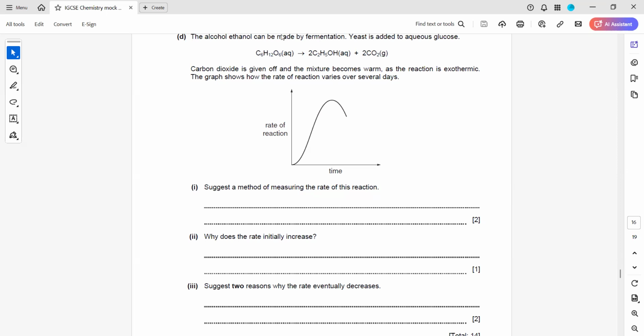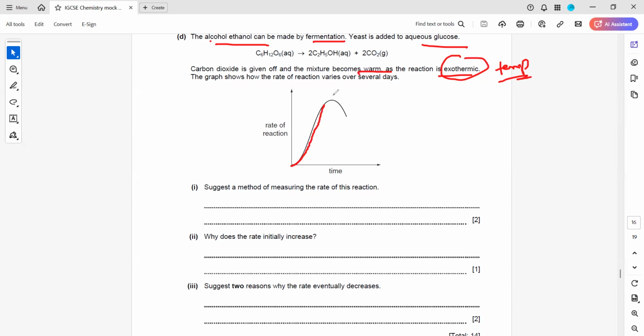The alcohol ethanol can be made by fermentation. Yeast is added. The carbon dioxide gas is given off and the mixture becomes warm. The reaction is exothermic. An exothermic reaction means the temperature of the contents of the flask will increase. As the temperature increases, the rate or the speed of the reaction will also increase.